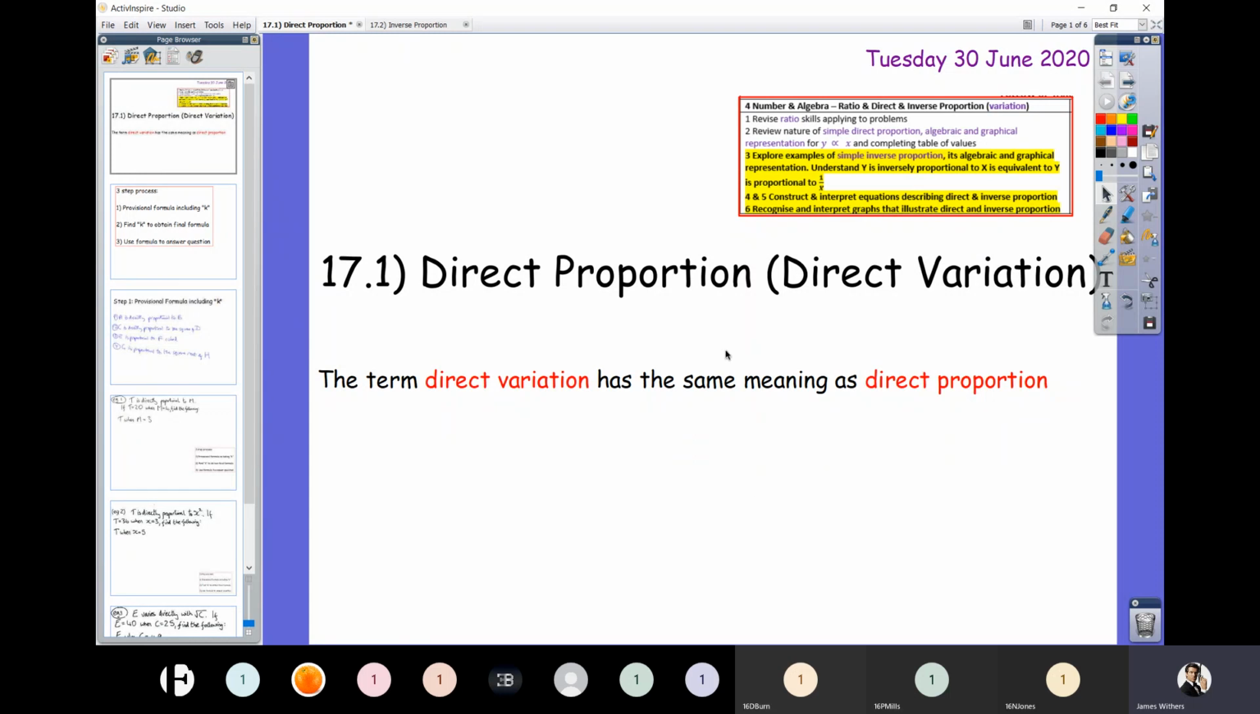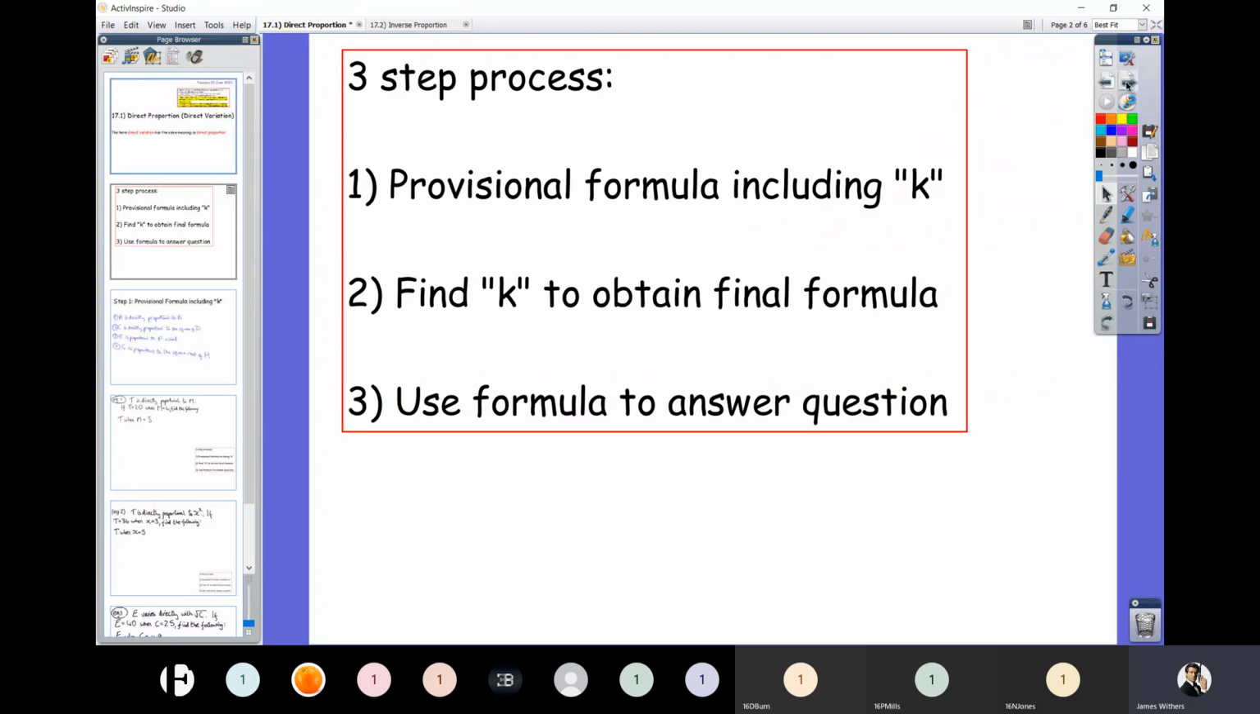Now, I am keen that you get into a 3-step logical process so you don't get into a muddle. This 3-step process will work well when we look at inverse proportion. I'm not asking you to write this down each time, but this is your thought process. You start off by getting a provisional formula, which includes what we call lowercase k, an unknown constant. They will then give you some information to enable you to move from a provisional formula to a final formula. And then more often than not, they'll ask you to use that formula to work something out. That's very much the process we're going to be doing.